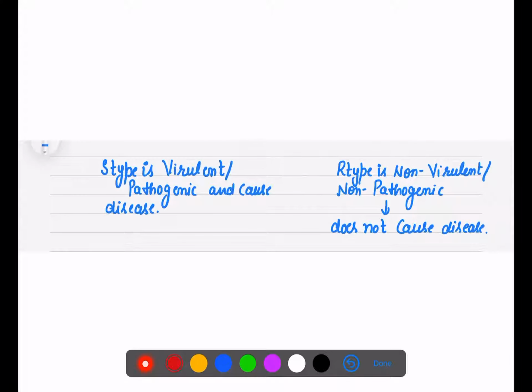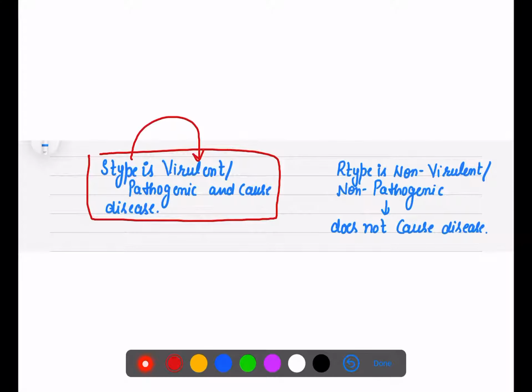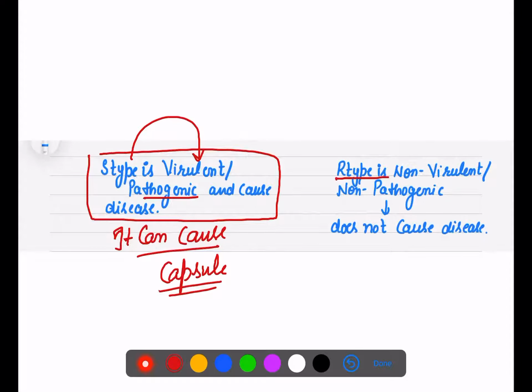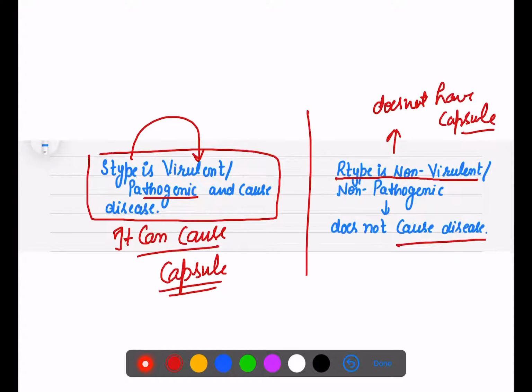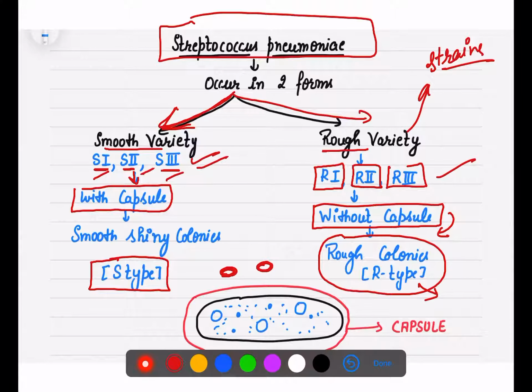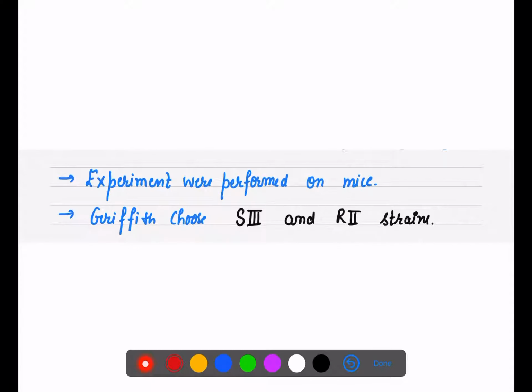Besides this, there is one another point about S type and R type: S type is virulent. Virulent means it can cause disease. It is pathogenic. It has capsule. It means those varieties which have capsule are pathogenic. R type is non-virulent, as well as it does not have capsule. It is non-pathogenic, and it does not cause the disease, right? So S variety has three strains, S1, S2, S3, and R also three strains. S is smooth variety with capsule, and R is rough variety without capsule.